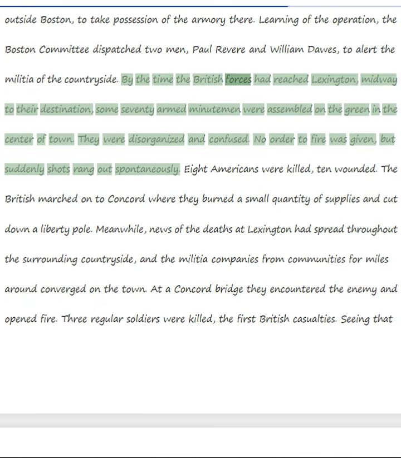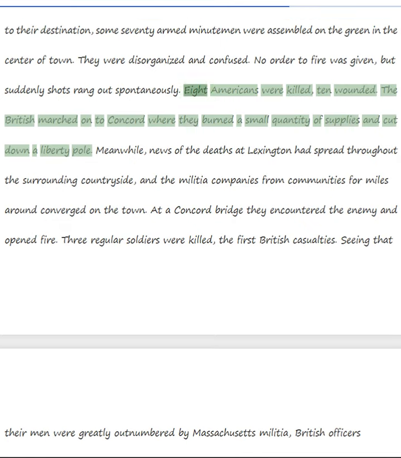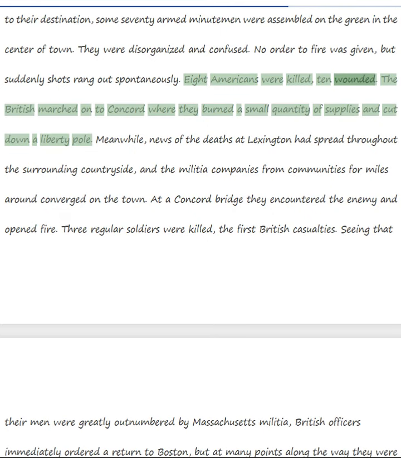By the time the British forces had reached Lexington, midway to their destination, some 70 armed Minutemen were assembled on the green in the center of town. They were disorganized and confused. No order to fire was given, but suddenly shots rang out spontaneously. Eight Americans were killed, 10 wounded. The British marched on to Concord, where they burned a small quantity of supplies and cut down a liberty pole.